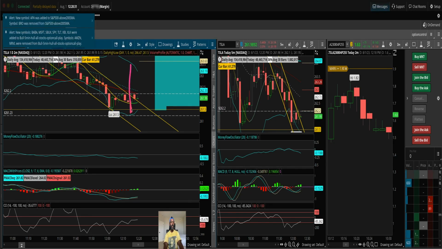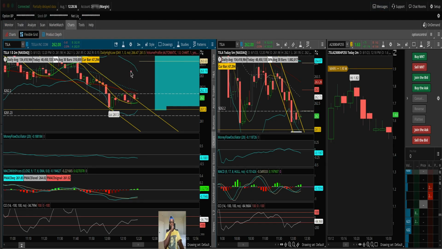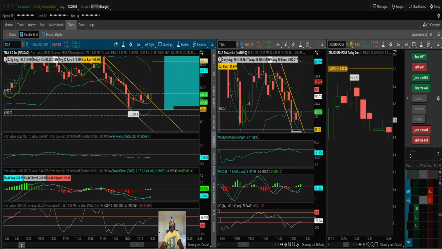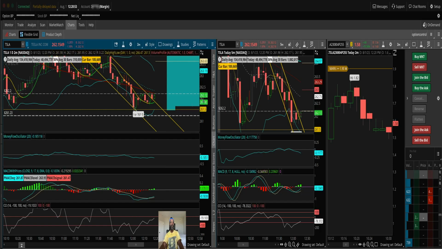This is volatility. It's still an expansion. But right now, it's starting to close that gap, right? It's starting to tighten up now. And then you're going to see a move right there. So let's see what happens. Keep in mind, 262.20, right?